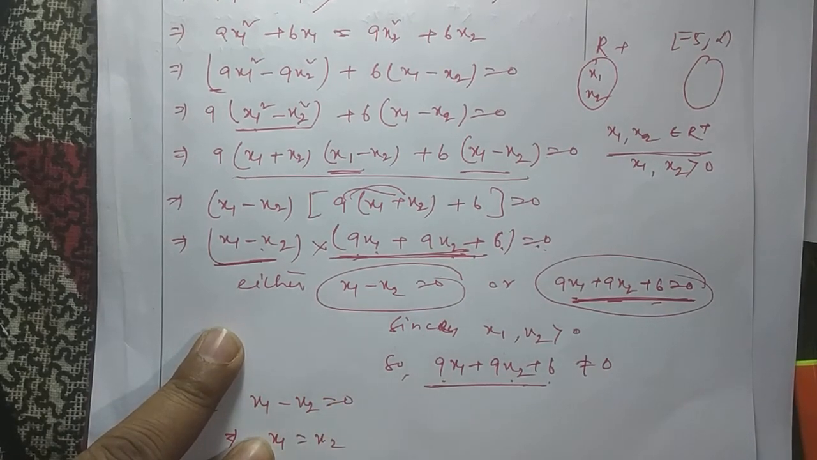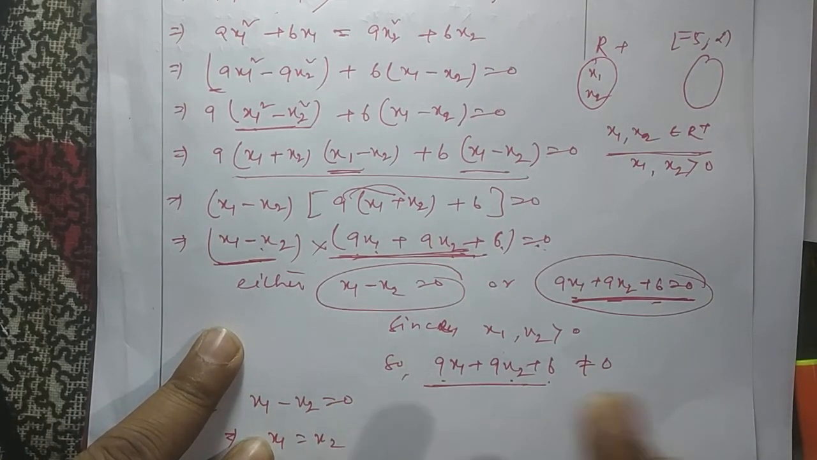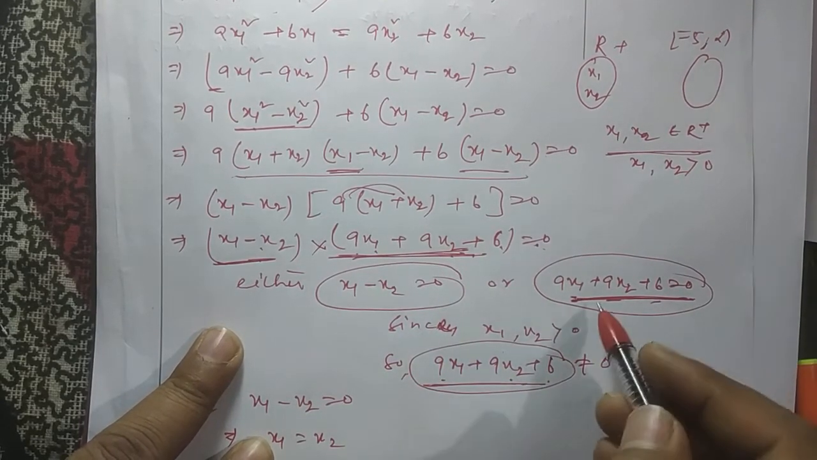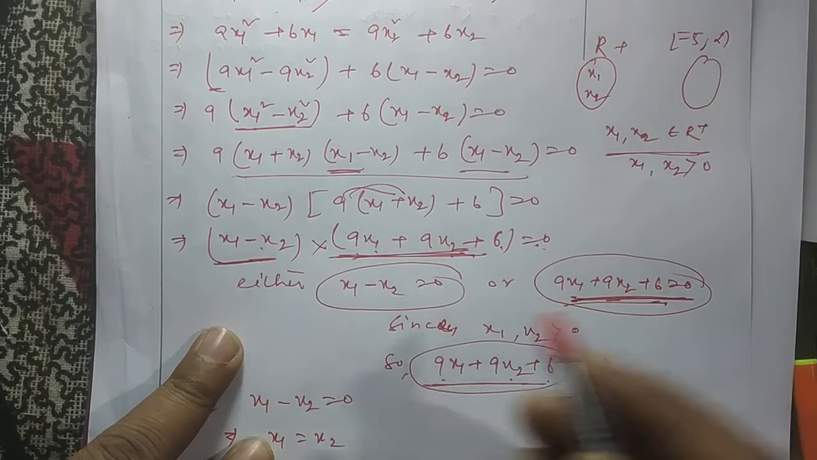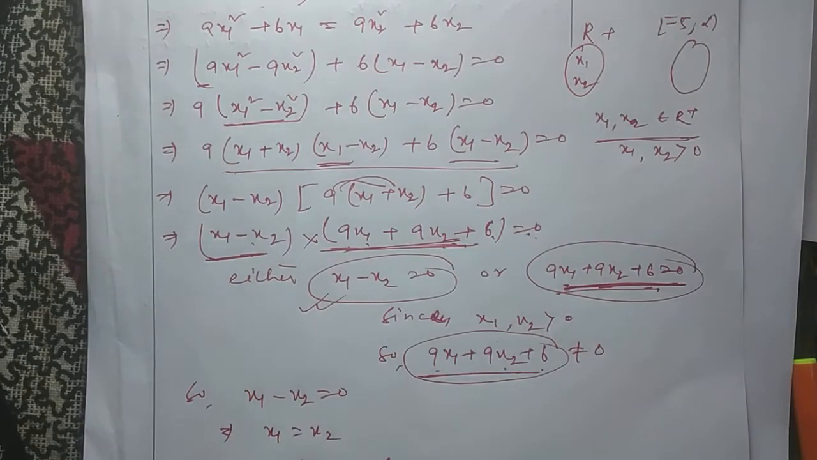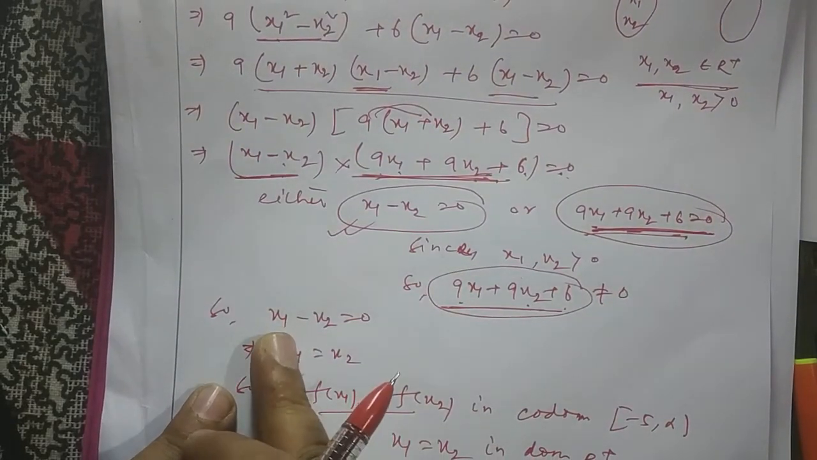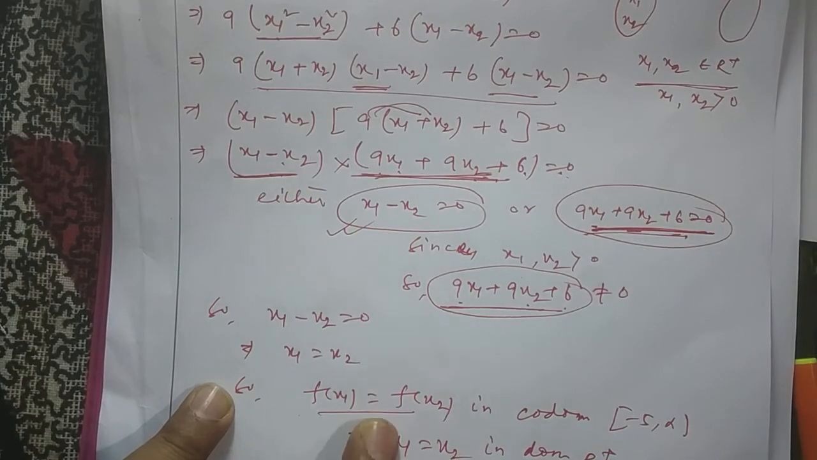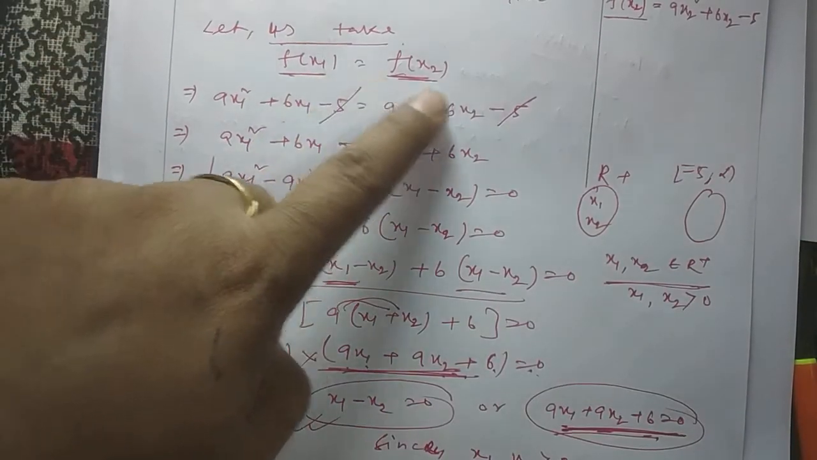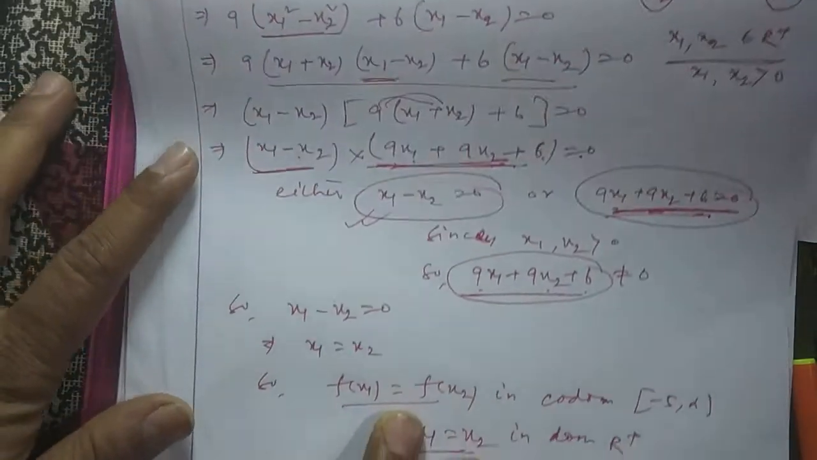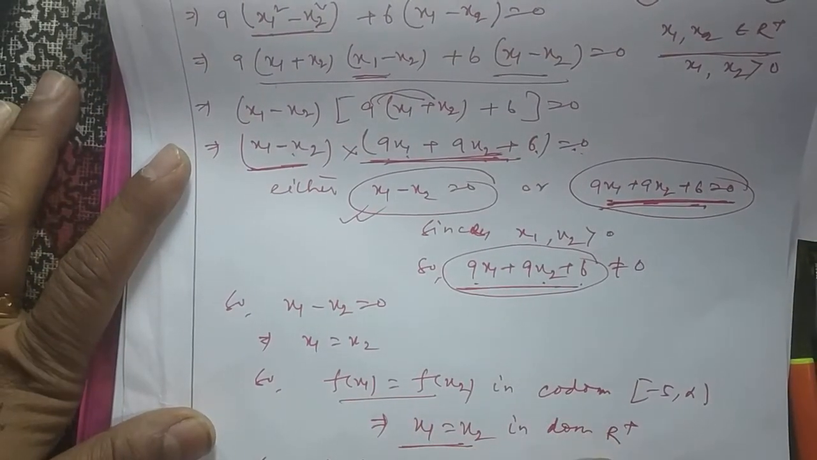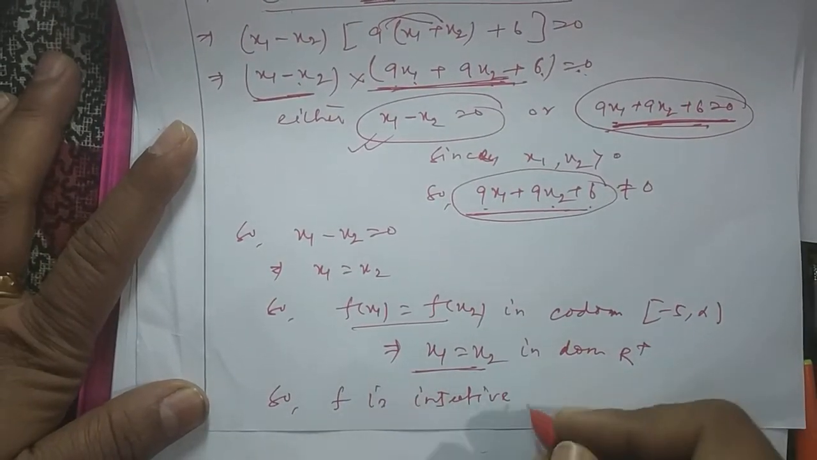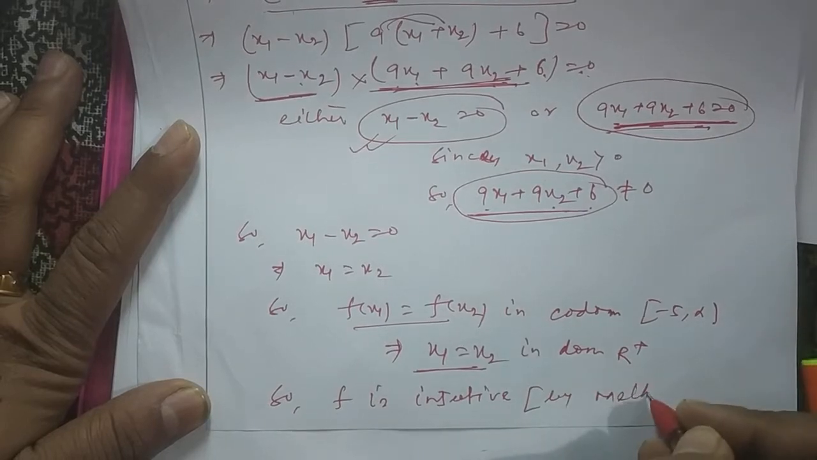You can check it by taking any example: for any positive x1, x2, it is never equal to 0. So it is confirmed this factor is not 0, which means obviously the other factor is 0, right? That means x1 minus x2 equals 0, so x1 equals x2. We chose f(x1) equal to f(x2) forcibly and finally proved x1 equal to x2 in the domain R plus. So by method 2 we can say f is injective.